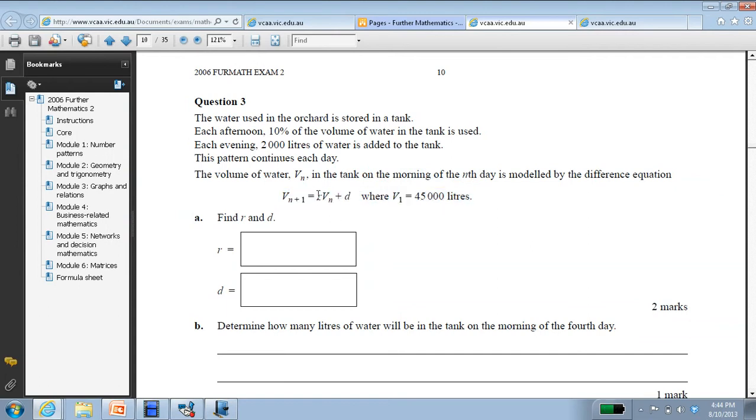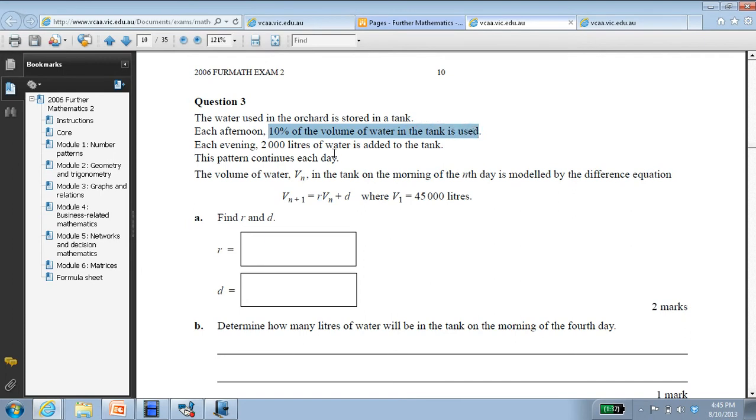Okay, now the first question is to write a difference equation that represents this situation. And we want to work out what's the value of R and what's the value of D. So we have the amount of water in the tank is equal to something times the previous day's volume plus something else. Now the something times the previous day's volume will be related to a percentage increase or decrease in whatever we're talking about. In this case, water in a tank.